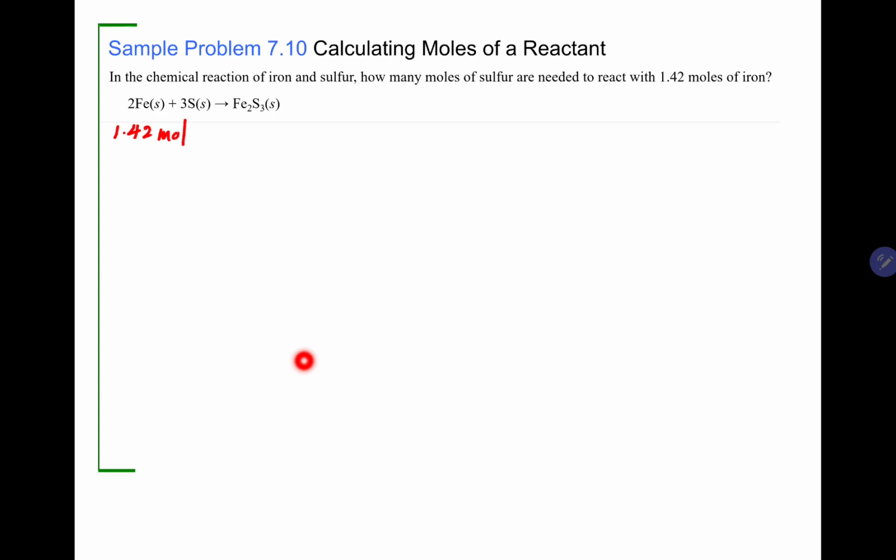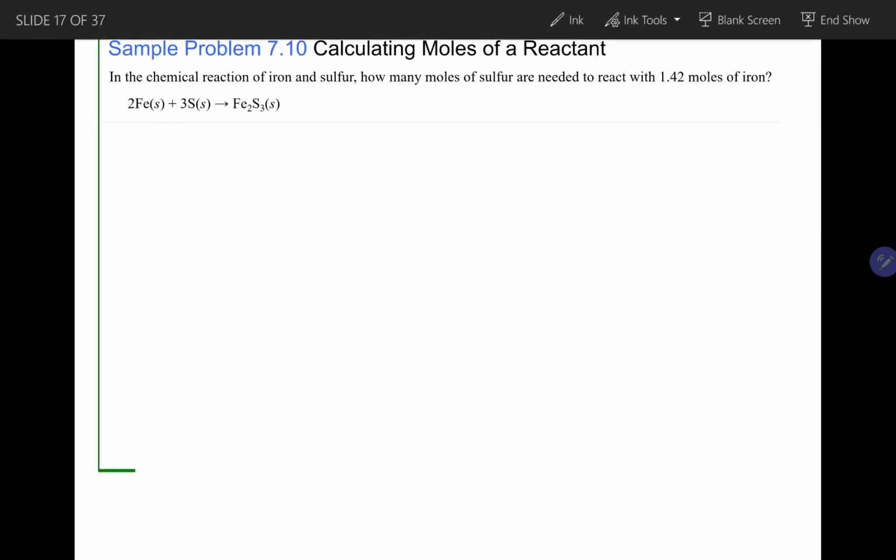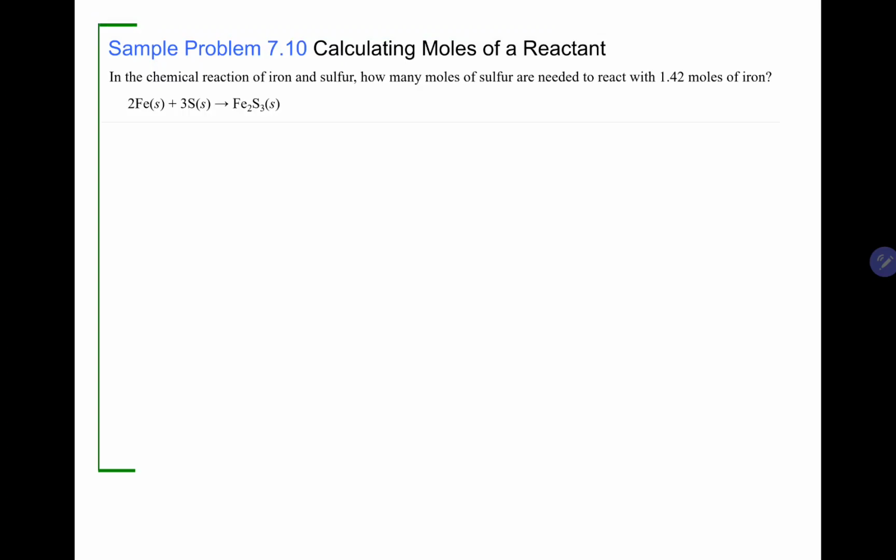This much you know. You know how many moles of iron you have, and they want you to calculate how many moles of sulfur. The two components of interest are iron and sulfur, and you already know you have 1.42 moles of iron. You want to figure out how many moles of sulfur you need. Let's call it x moles.